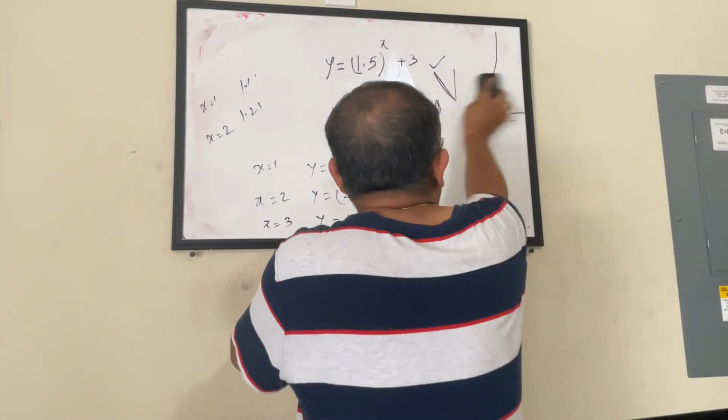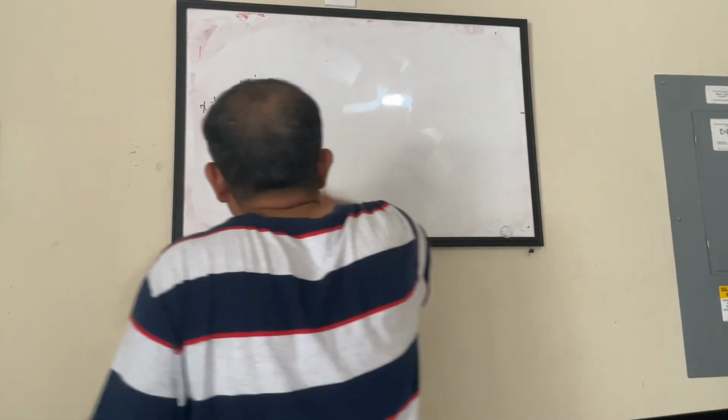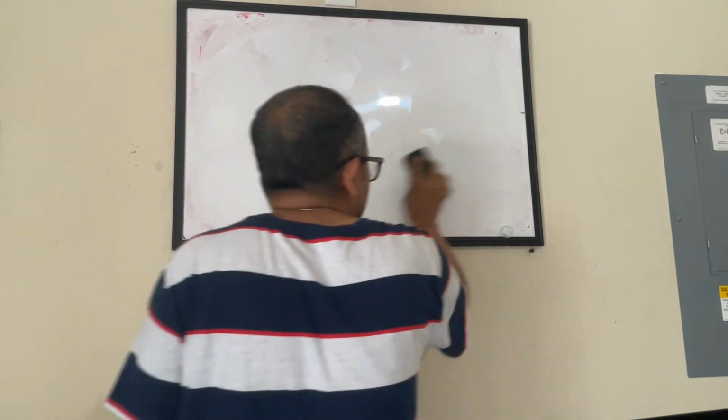Now, there is one more thing that we want to learn about the exponential graphs, and that is called asymptote. What is asymptote for any exponential graph? Do you guys know what asymptote is? Have you heard about it?